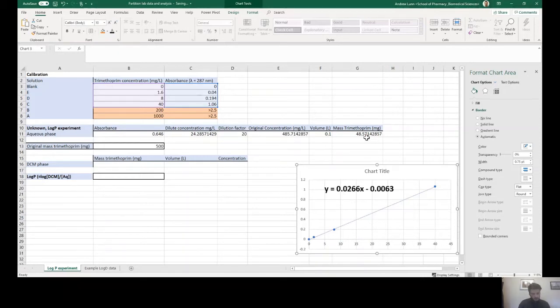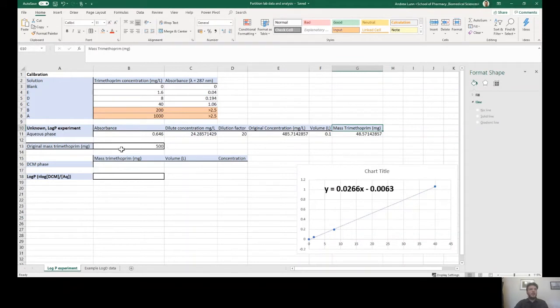Given that 0.5 grams, this is question 3 now, was put into the system originally between the DCM and the water, how much trimethoprim is in the DCM? First part of question 3. Well, 0.5 grams is 500 milligrams, and we are working in milligrams on here. And I put that here. So original mass of trimethoprim in milligrams was 500. So the mass of trimethoprim in the DCM phase, it won't have disappeared. We can just do that by difference. So we know we put 500 milligrams in originally, and we know that the aqueous layer contains 48.57 milligrams.